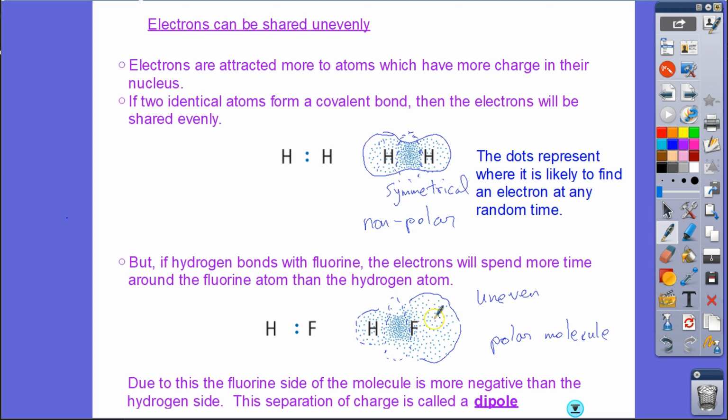The actual separation of charge itself is called a dipole. The molecule can be described as polar, but if you're talking specifically about the charge separation, that's called a dipole. And a dipole is just a thing that has two poles. I know it sounds like I'm using two words to describe the same thing, but a dipole can describe anything with charge. So anything that has a charge separation, you describe that charge separation as a dipole. It's got two poles.